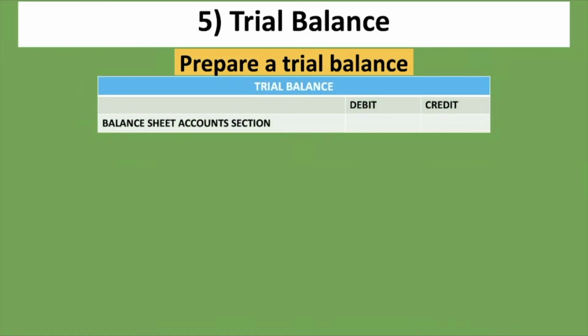So look at what we have here. We have the trial balance, with the debit on the left and the credit on the right, as we saw with the format we just showed in the previous slide. And then we're going to start with the balance sheet accounts section.